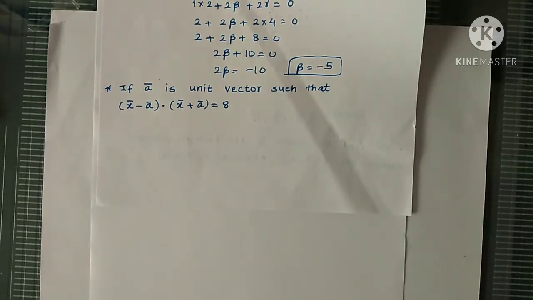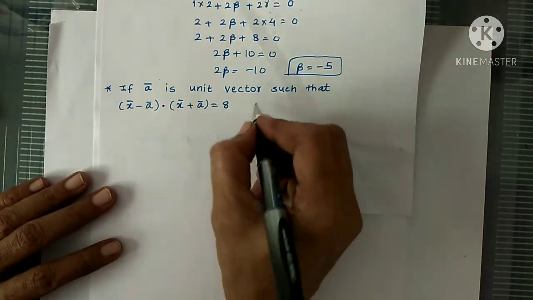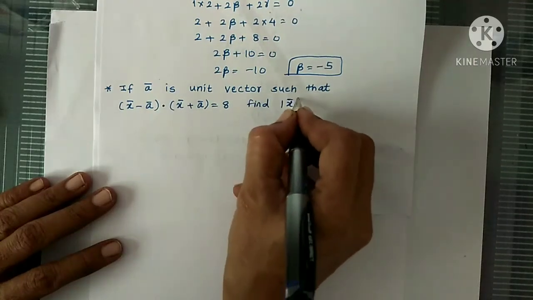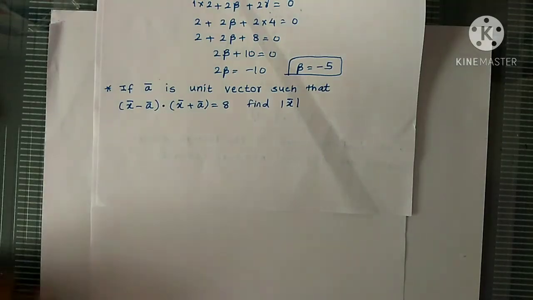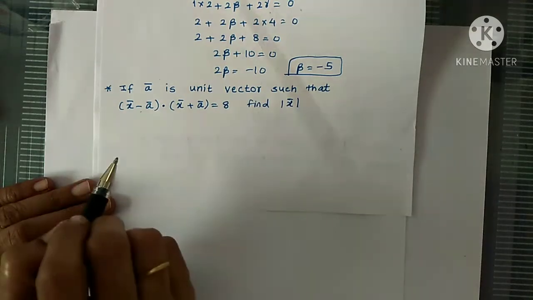Now consider this question. a bar is a unit vector and we have x bar minus a bar dot x bar plus a bar equal to 8, and the question is to find the modulus of x bar. So let's use the laws or properties of dot product. This is given: x bar minus a bar dot x bar plus a bar equals 8.